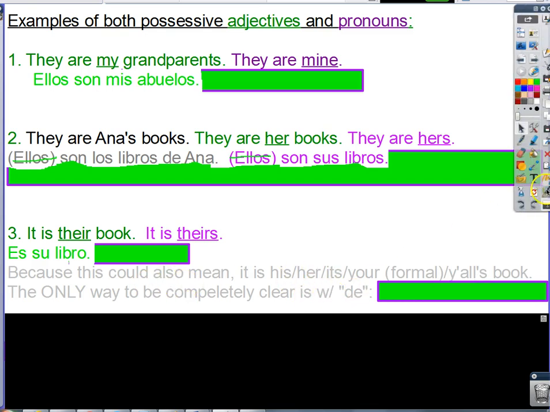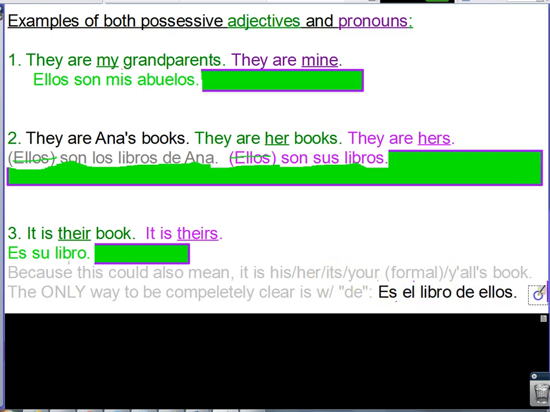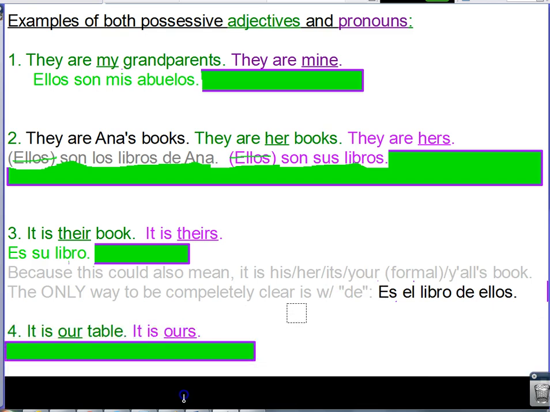Like in this sentence: Es el libro de ellos. However, I had asked you, I said the green sentences would use possessive adjectives, so es su libro is the right answer, but like I said here, it is unclear, so if you really wanted to be super clear, es el libro de ellos. It is our table. Es nuestra, because mesa is feminine.